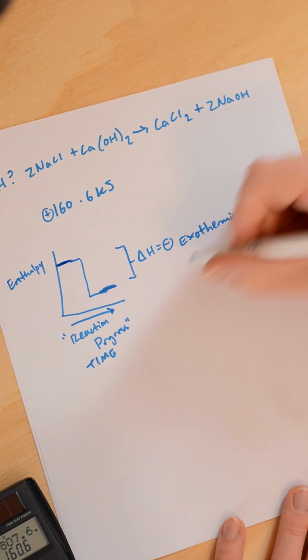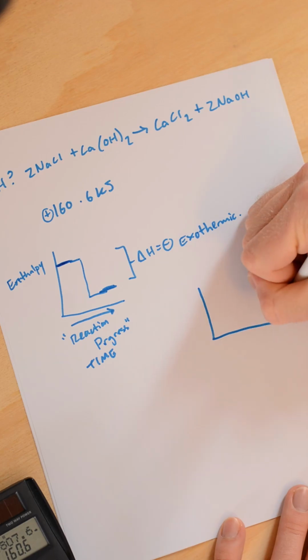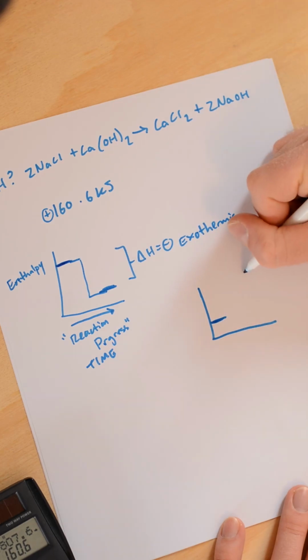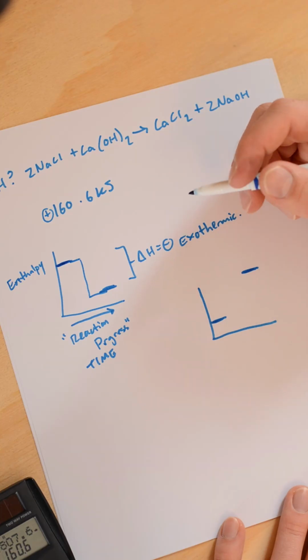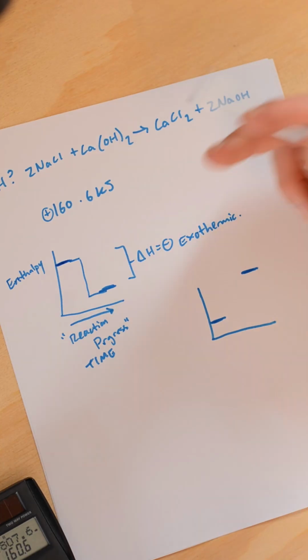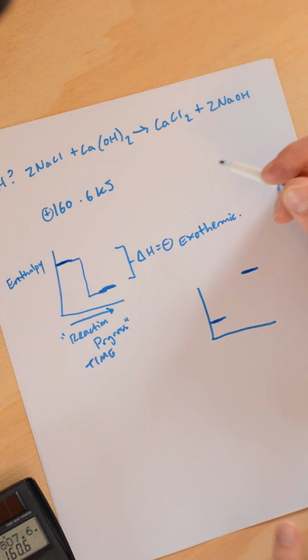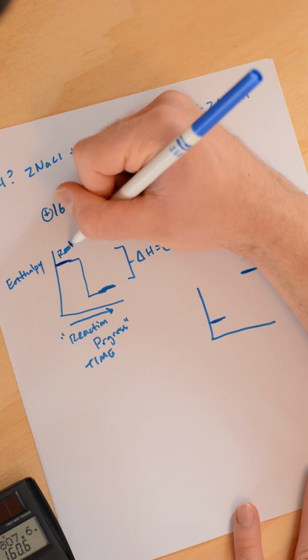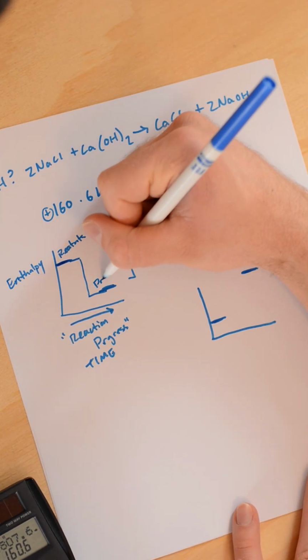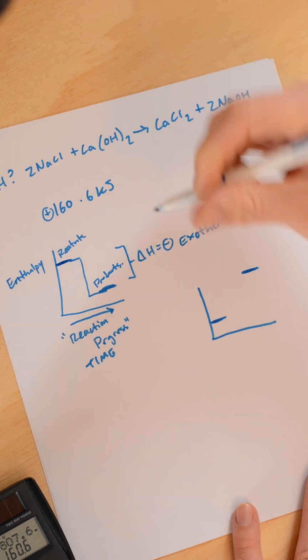Now, if our reactants... I think I said that backwards. Sorry, these are our reactants. If our reactants have more energy than our products. There we go. Thank you, everybody who's paying attention.